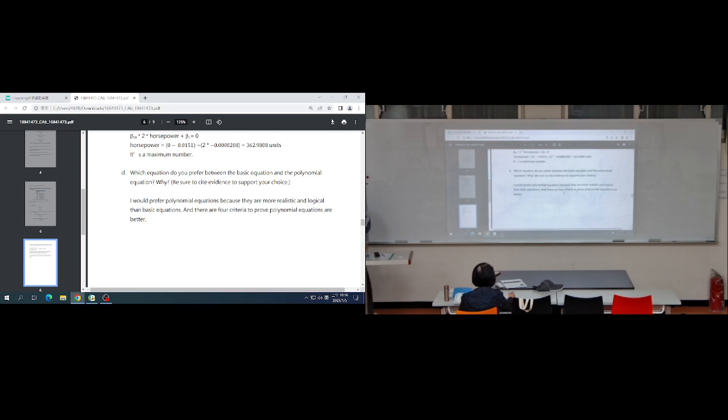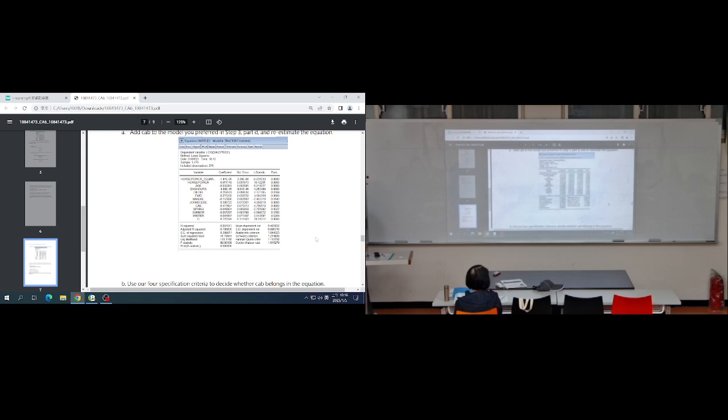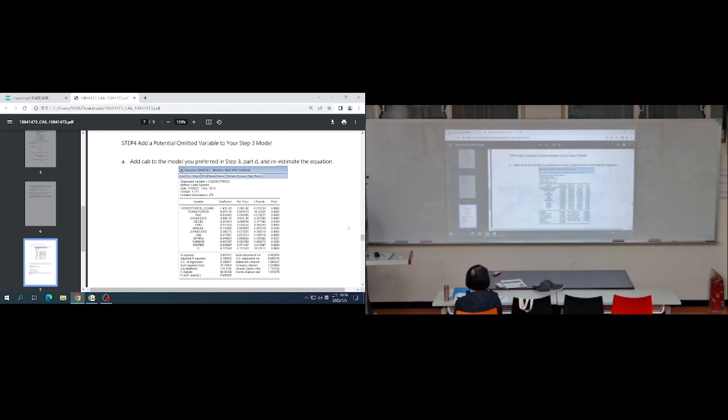For part D, I would prefer the polynomial equation because it is more related to statistics and logic than the base equation. And there are 4 criteria to prove polynomial equations are better. And step 4 also we run the.